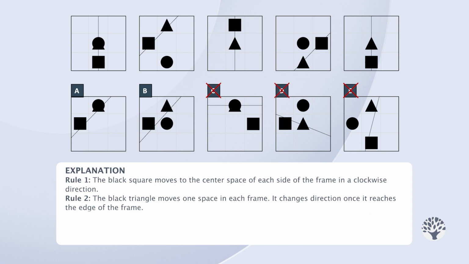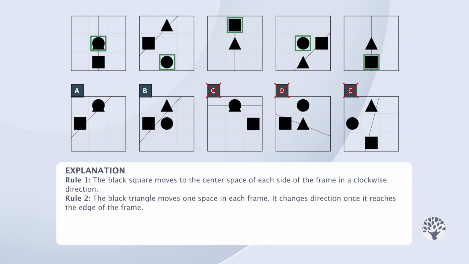The next item to look at is the black circle. That's a bit of a challenge, since it's not visible in frame 3 or 5. However, on closer inspection, we realise that it's being covered by the square in those two frames.